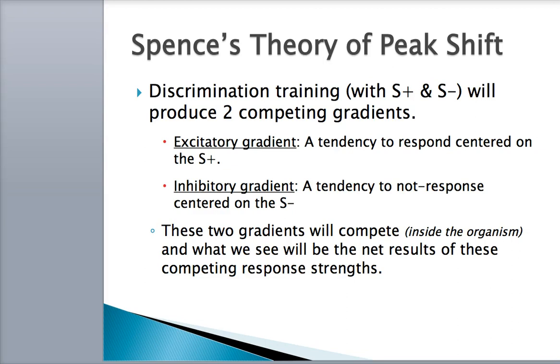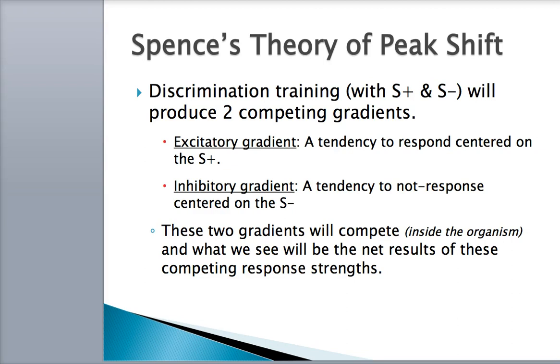Okay, so let's talk about Spence's theory of peak shift. Spence basically said that discrimination training, where you use both an S plus and an S minus, the S plus predicting reinforcement for responding, the S minus predicting no reinforcement for responding, will produce two competing gradients. The S plus is going to create an excitatory gradient, a tendency to respond that is centered on the S plus. And the S minus is going to create a tendency to not respond that's centered on the S minus, and he called that the inhibitory gradient.